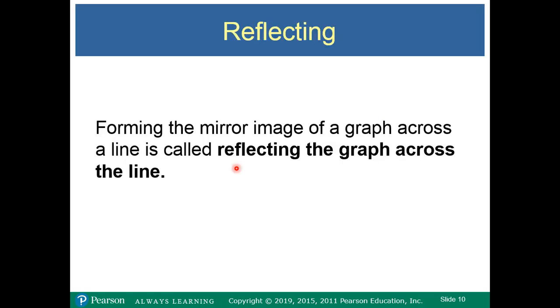Now reflecting. What we're going to do is reflecting: we form a mirror image of a graph across a line, called reflecting the graph across the line. So when we reflect across the line, it could be the x-axis, it could be the y-axis, it could be some other line. But what we're doing is we're forming the mirror image of the graph across that line.